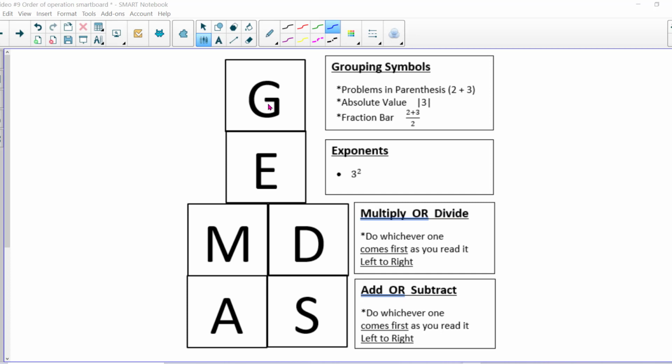After you've done all the grouping symbols, then comes exponents, which also we recently learned. So one example I put in there was 3 to the second power, right?